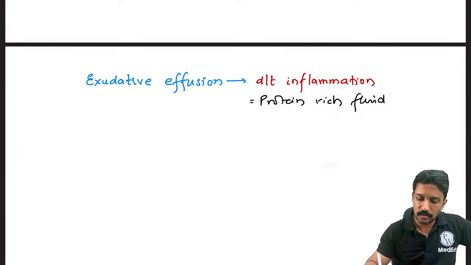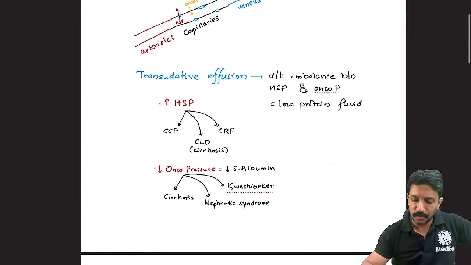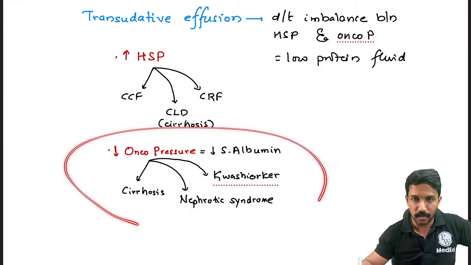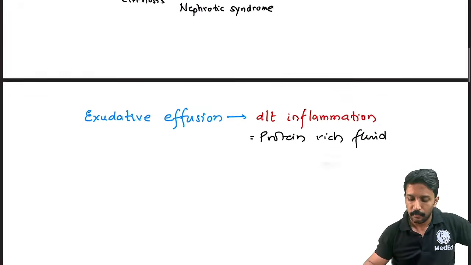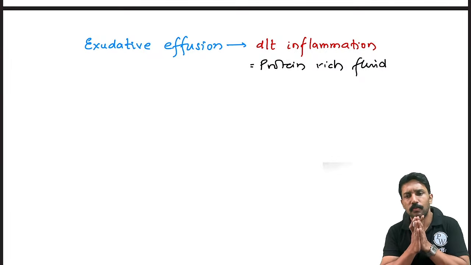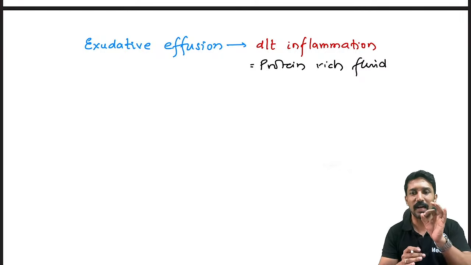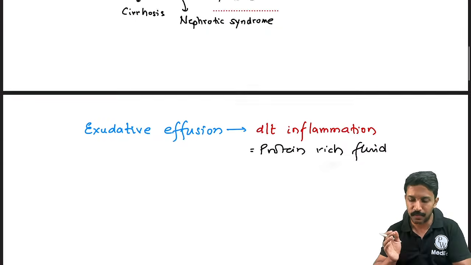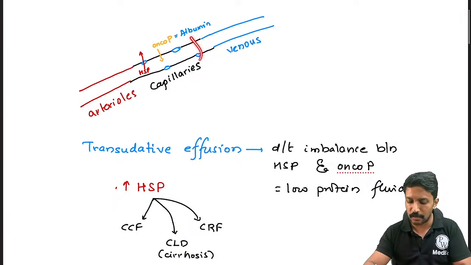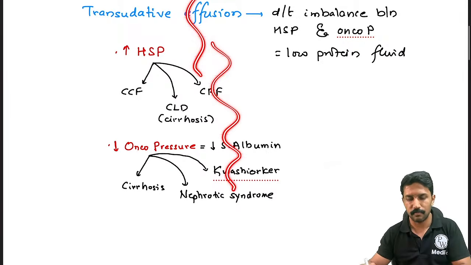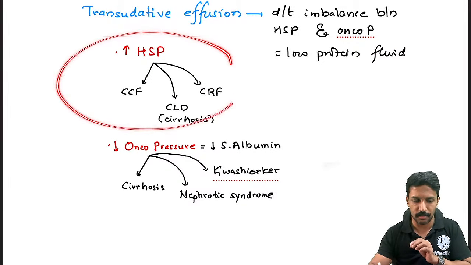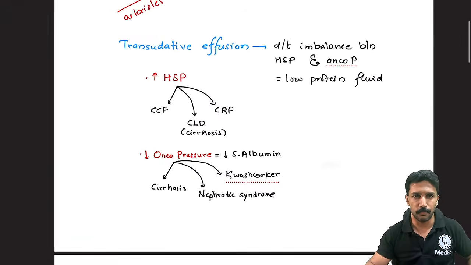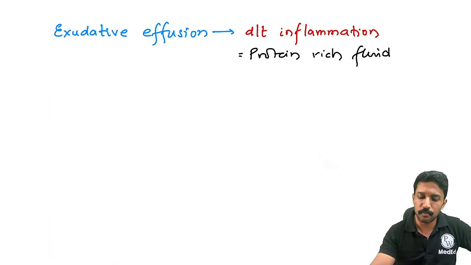Now what can cause this? Transudative we classified based on whether hydrostatic pressure is increased or oncotic pressure is decreased. But for exudative, I want you to remember only one point. Any condition where -itis or inflammation is involved, you should always think about exudative effusion. Any condition where inflammation is not involved, and in the cause either hydrostatic pressure has increased or oncotic pressure has decreased, you should think of transudative effusion. So where will we find exudative effusion?